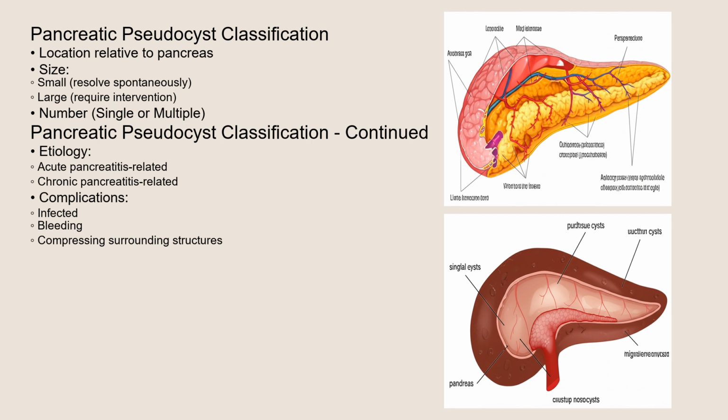While there aren't distinct types of pancreatic pseudocysts based on pathology, they are often classified based on their location in relation to the pancreas, their size, and whether they are associated with acute or chronic pancreatitis. Some may be small and resolve on their own, while others can grow quite large and require intervention. Also, they can be single or multiple. Complicated pseudocysts that are infected, bleeding, or compressing surrounding structures will also be classified as such due to increased urgency for treatment.